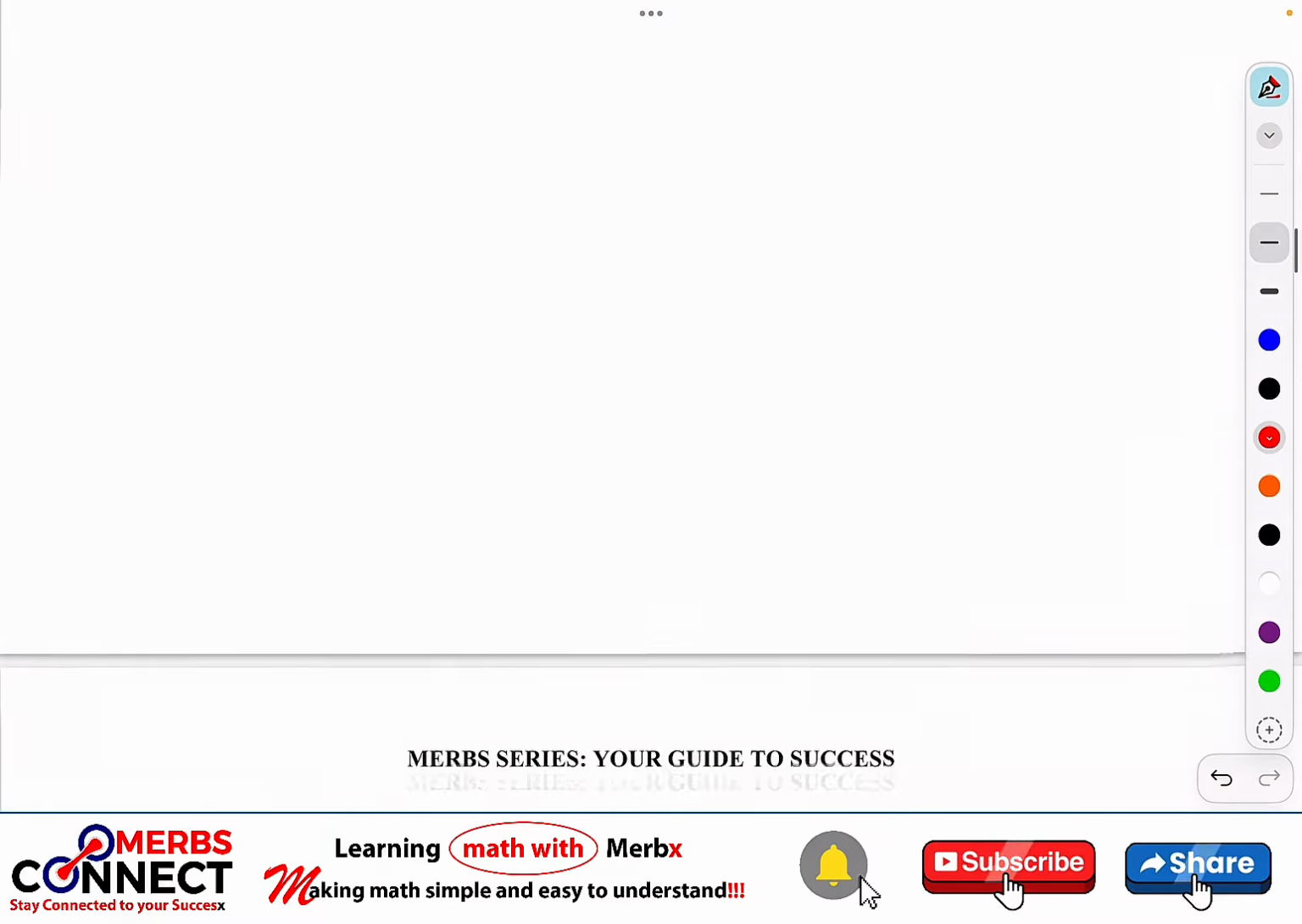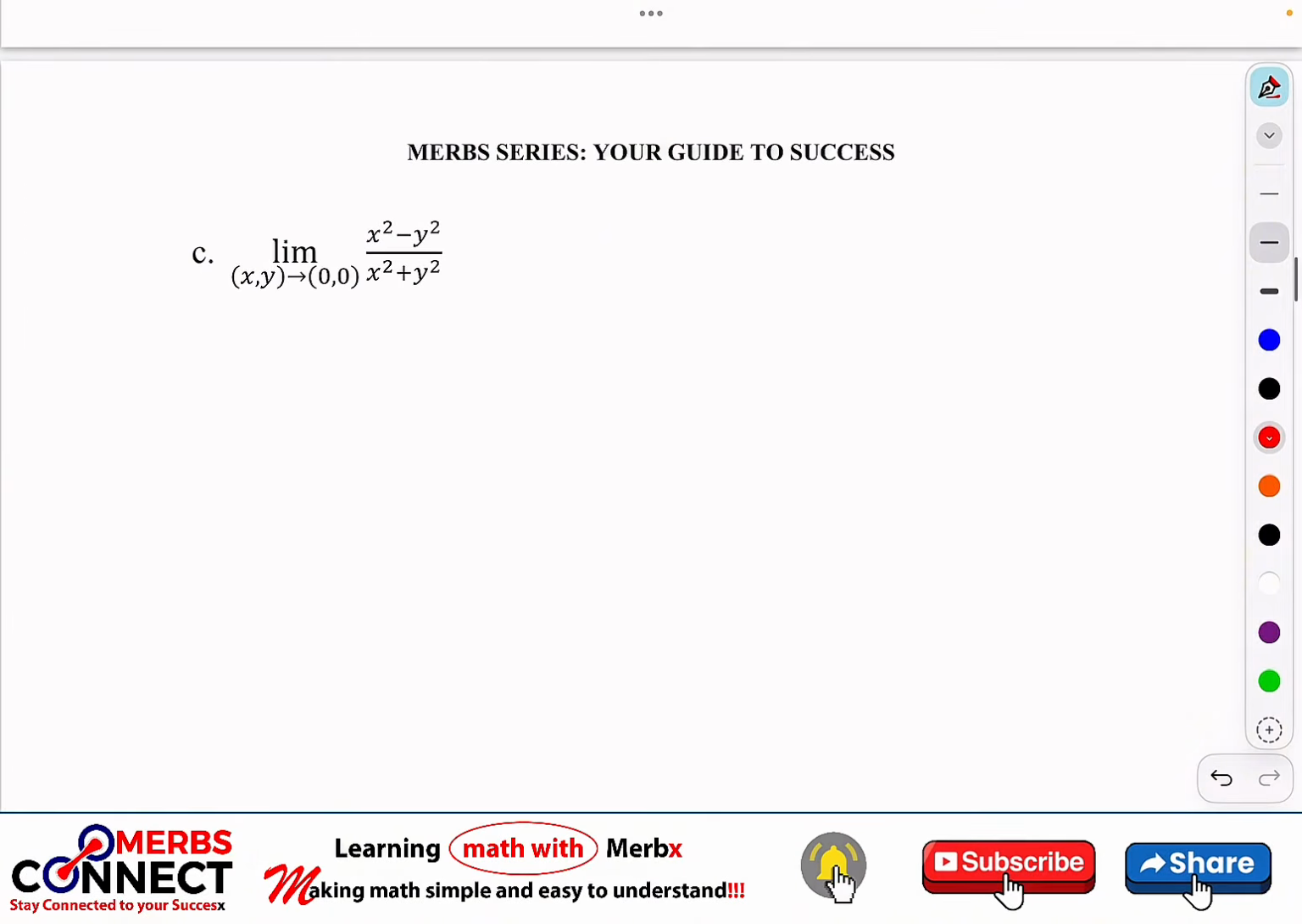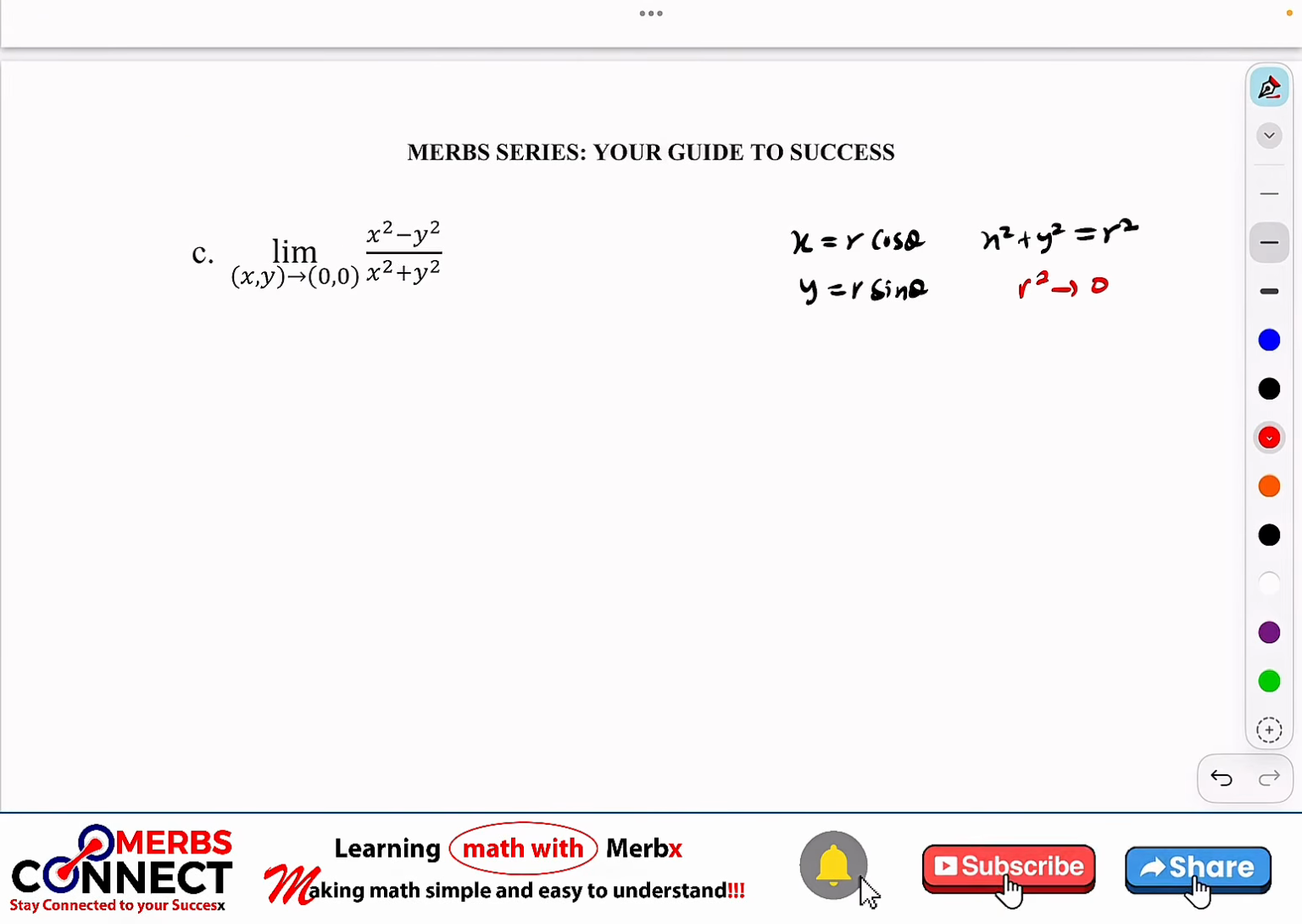Let's look at another interesting one. Okay, we have this one here. Same idea here: x is equal to r cos theta, y is equal to r sin theta, and x squared plus y squared is equal to r squared. So the same thing here, r squared will be approaching 0, right? Great. So now we can write this one as the limit as r squared approaches 0.